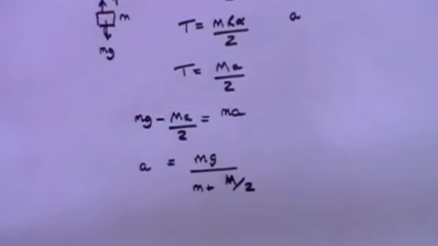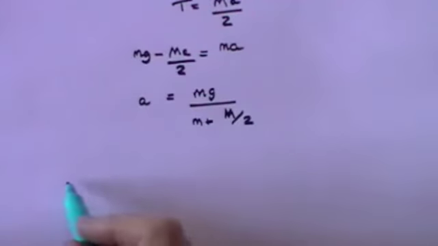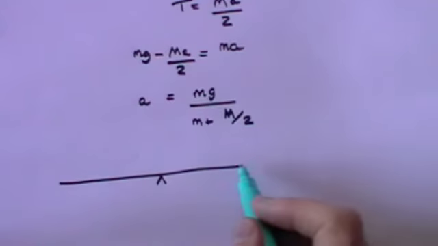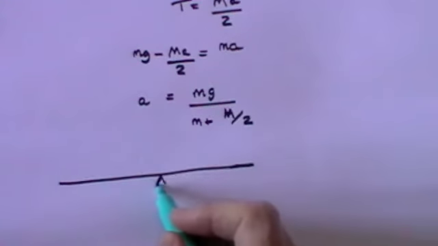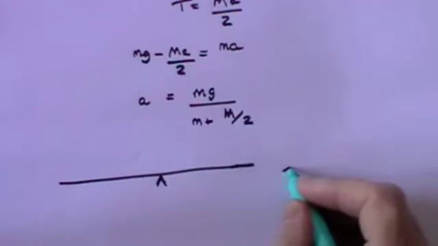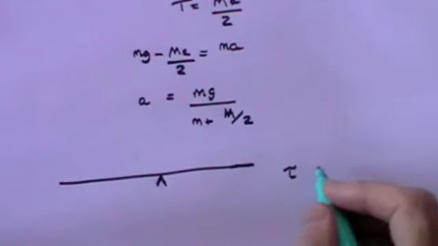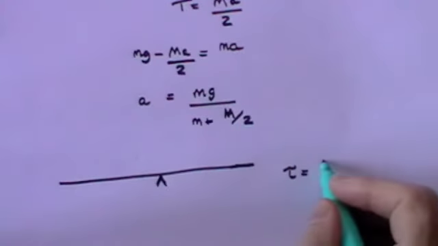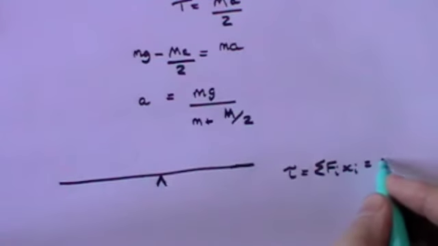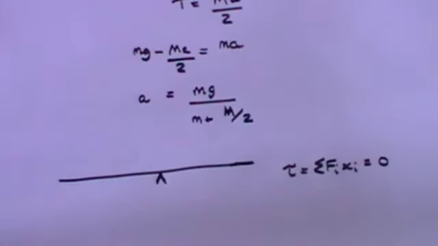Next, I want to consider the playground seesaw. This is essentially a long rod which is usually pivoting in the center. And what we're going to say is, what happens if the net torque is 0? So what we're saying is force times distance of all the objects on it is 0. And also we're going to say that the sum of all the forces is 0.